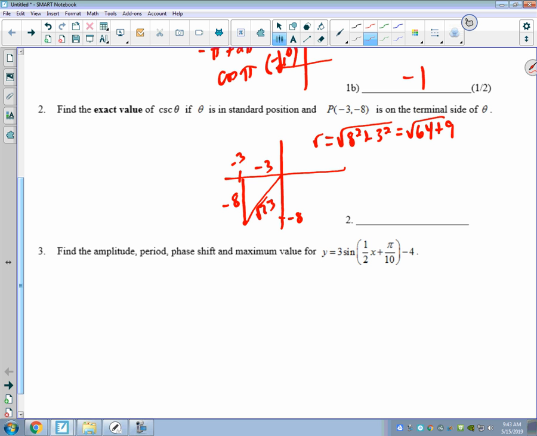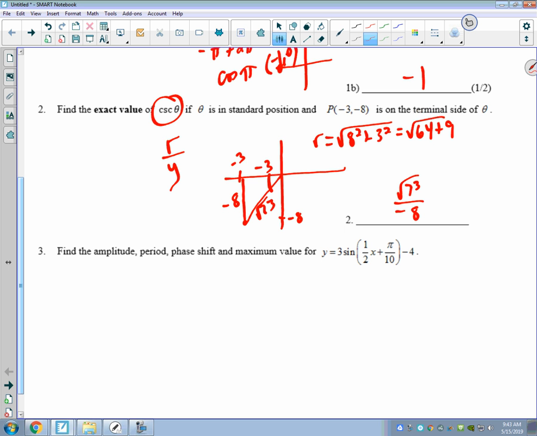And then, so give it a point, you can draw a triangle, you can solve for the missing side, and then you just solve for whatever it asks for. So this one asks for cosecant. Your angle is coming from here. Cosecant is the reciprocal of sine. So cosecant is r over y. So that would just be the square root of 73 over negative 8. If you can simplify your square root, you're going to do that. But if you can't, just like this one, you're going to leave it like that.